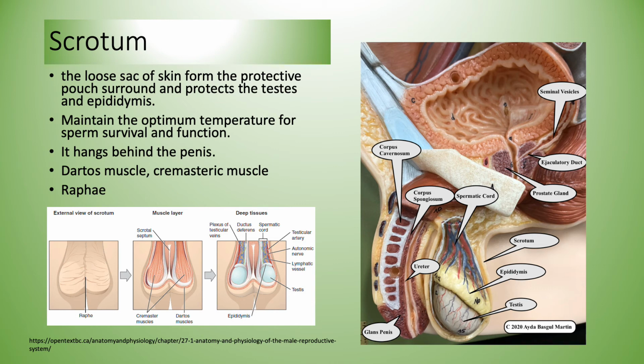By contracting simultaneously, the dartos and cremaster muscles can elevate the testes in cold weather, moving the testes closer to the body, and decrease the surface area of the scrotum to retain heat. Alternatively, as the environmental temperature increases, the scrotum relaxes, moves the testes farther from the body core, and increases the scrotal surface area, which promotes heat loss. Externally, the scrotum has a raised medial thickening on the surface called the raphe.